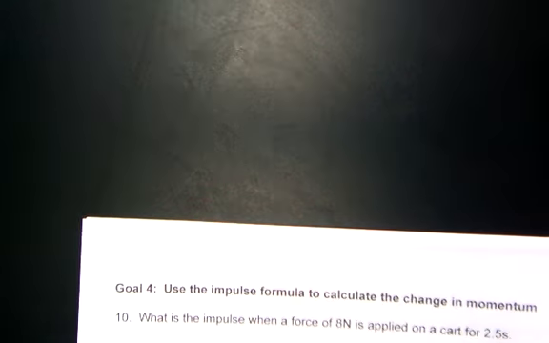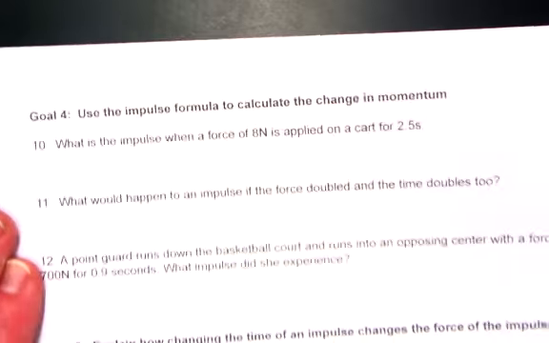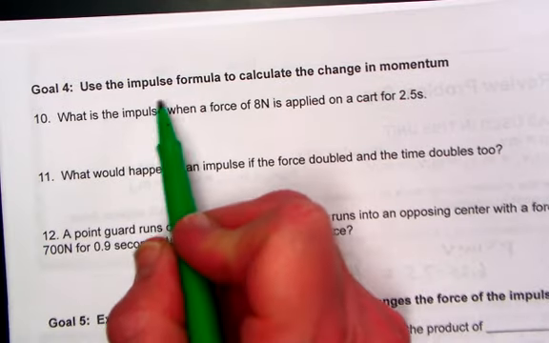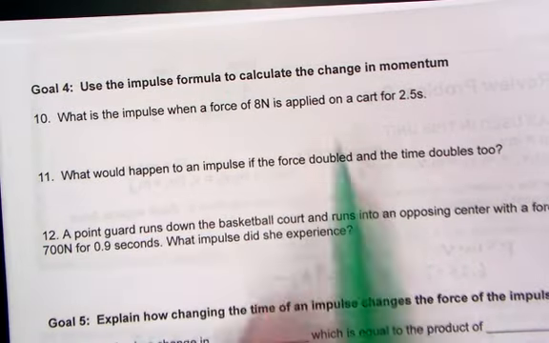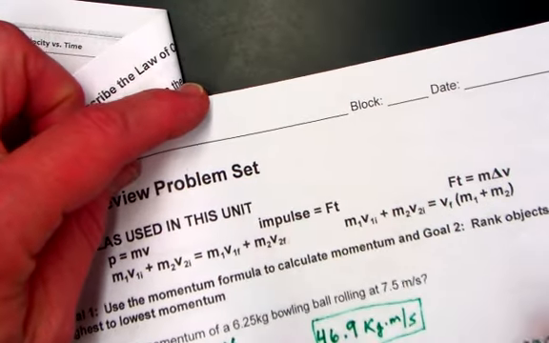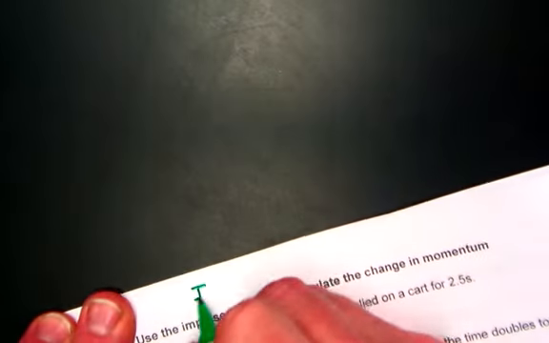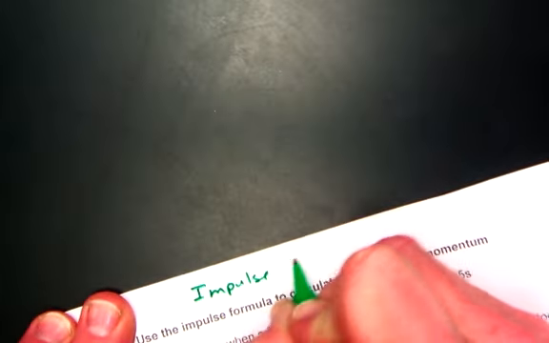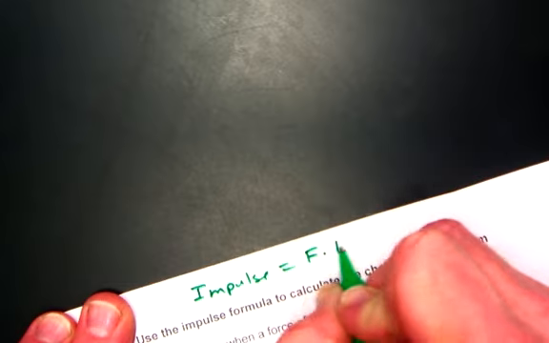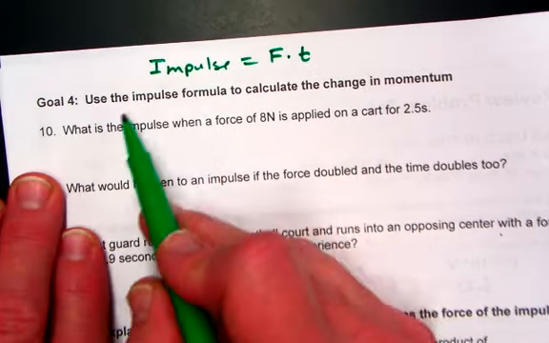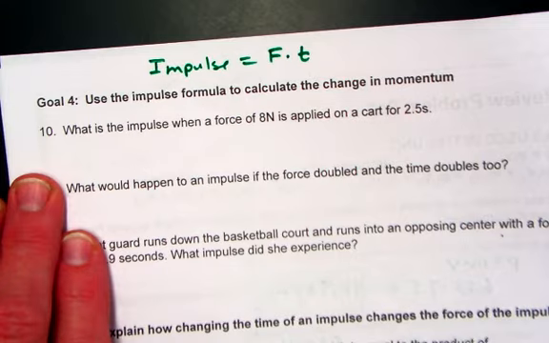For this video, we're going to do goal 4 and 5. So for goal 4, they want us to use the impulse formula to calculate the change in momentum. And if you look at your choices, impulse formula is force times time. So I'm going to write that across the top. So impulse equals F times T, which is force times time. So use this impulse formula to calculate the change in momentum.